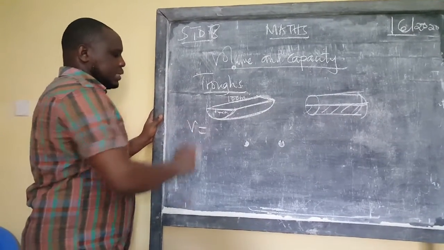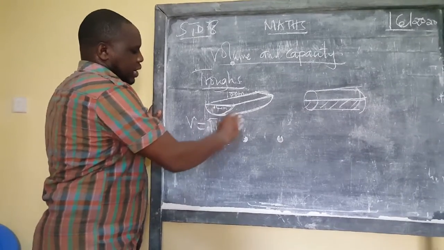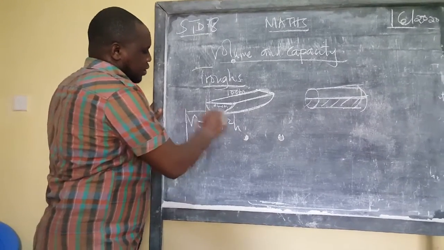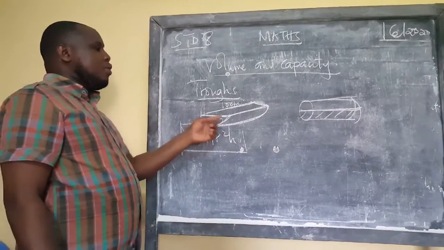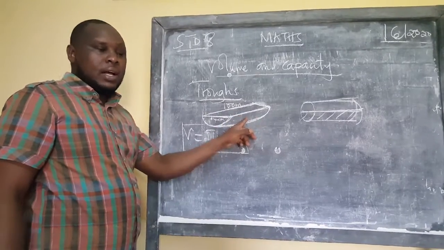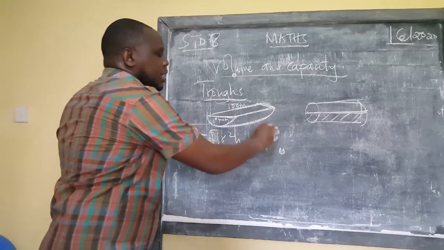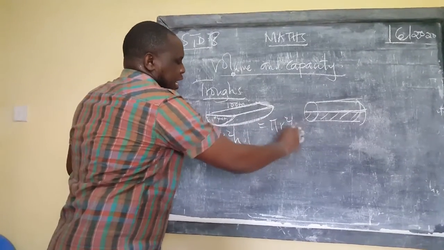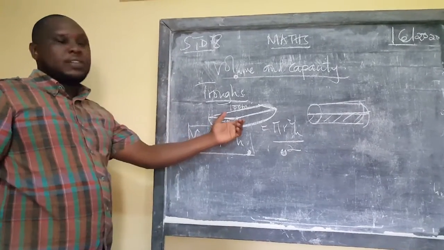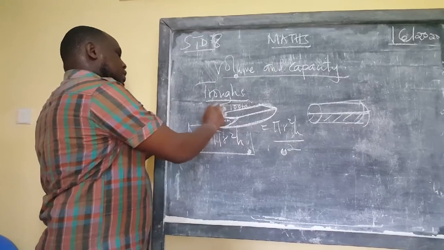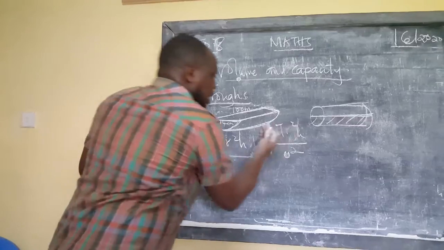So volume of a cylinder is calculated by pi r squared h. That's how we get the volume of a cylinder. Now remember this is our cylinder that has been cut into two like this. So it means the volume of this is going to be pi r squared h over 2. You divide that volume by 2, because this is a half, so that when you complete it, it becomes a full one like this.